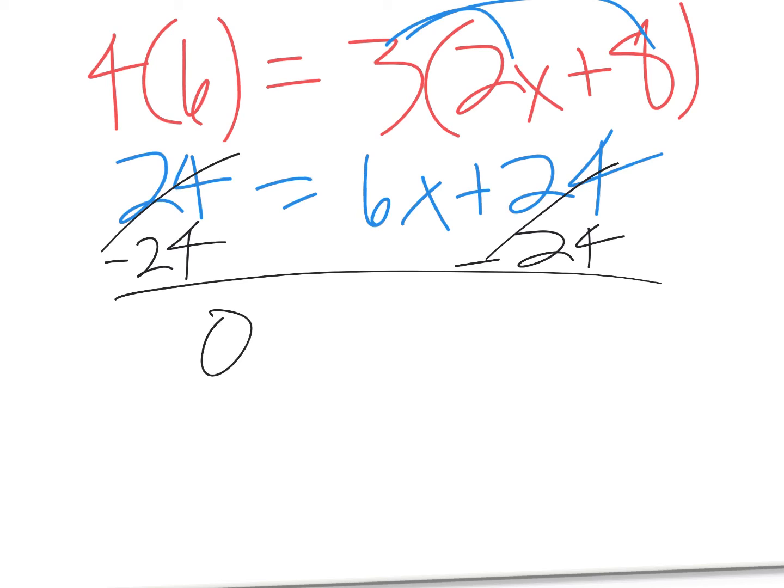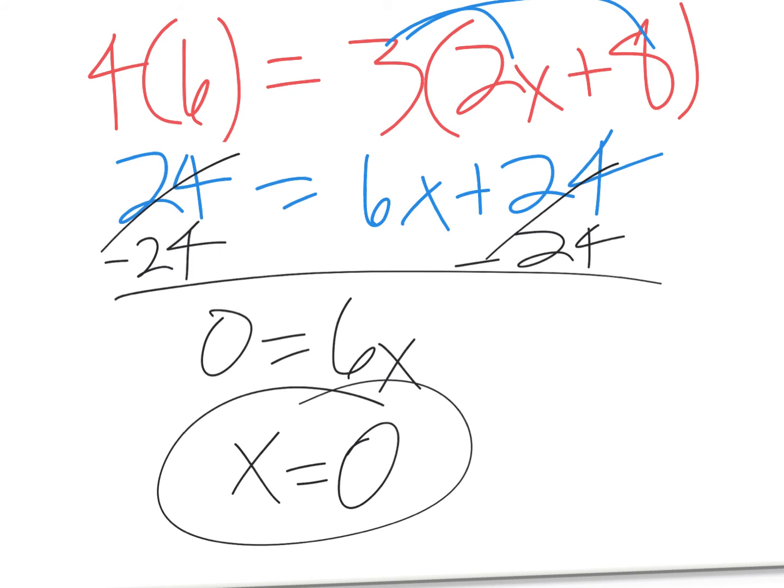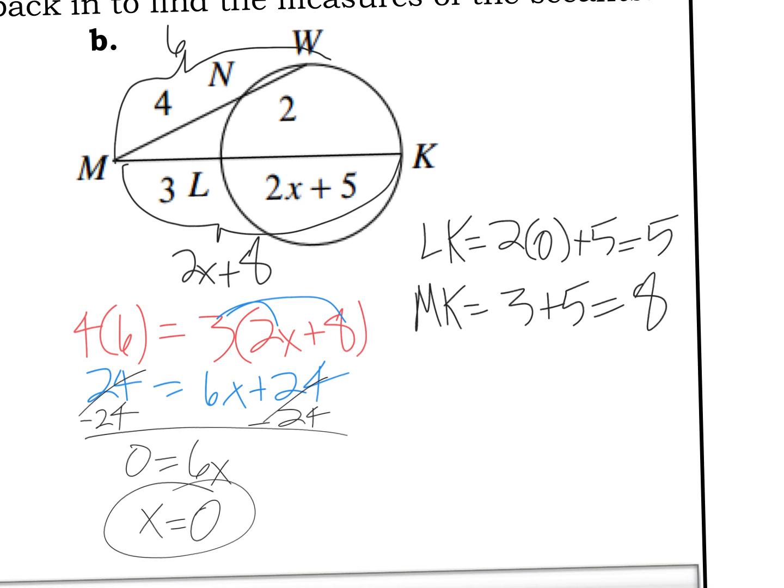So what we have here is 0 equals 6x. So if 0 equals 6x, then x must equal 0. So if x equals 0, then plugging it back in, LK would be 5, because 2 times 0 is 0, plus 5 is 5. And so the total length of MK would be 3 plus 5, and that's just 8.